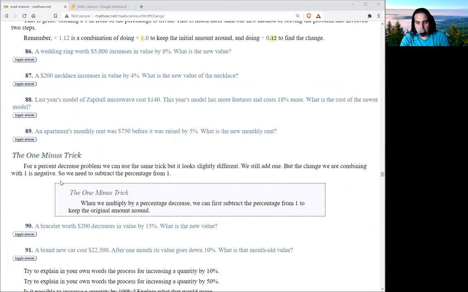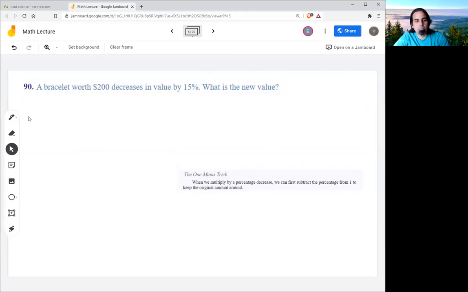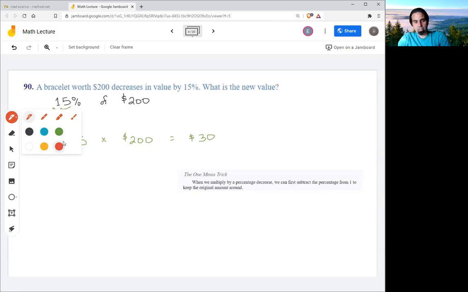Let's take an example problem. So a bracelet worth 200 goes down in value by 15%. So first I will do this with two steps. I will find 15% of 200. So left out of percent, 0.15 times 200, that's going to be $30.